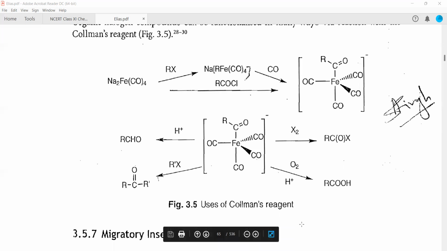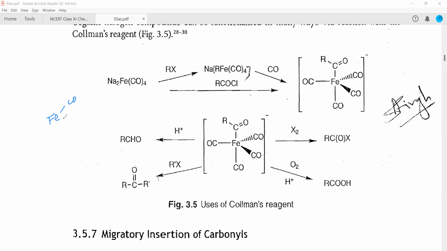In figure 3.5, it is mentioned also, but let us draw and understand how exactly it forms this complex from Collman's reagent. It is the iron-based reagent. Let me draw the reagent first, which has 4 carbonyl ligands, and in the coordination sphere, it has 2 minus charges. For now, I'm just keeping it as minus charges. There is a counter cation, which I'm not mentioning over here.